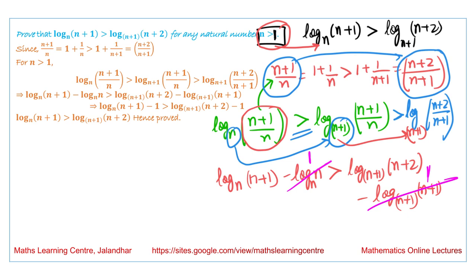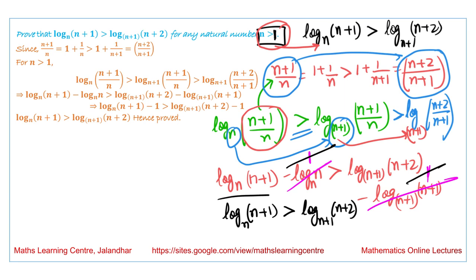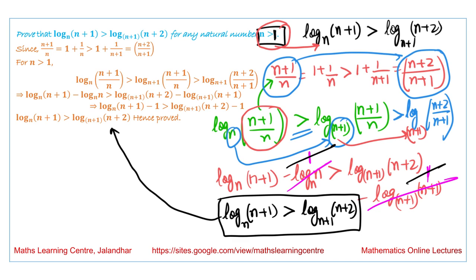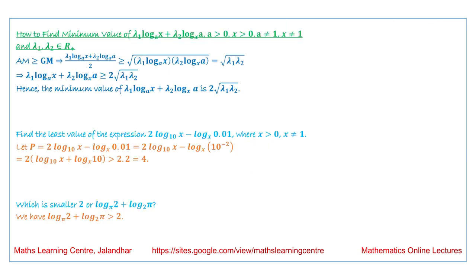So both these values, this 1 and 1, get cancelled. What we are left with is log of n plus 1 to the base n, which is greater than log of n plus 2 to the base n plus 1. We are left with this term, and this is the required result that we have to prove.